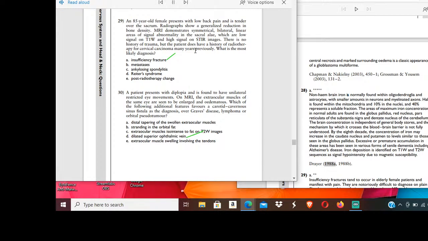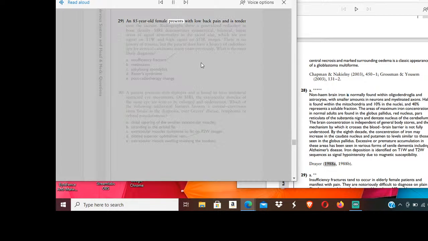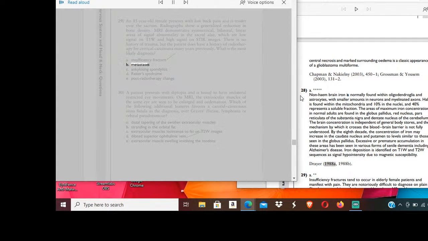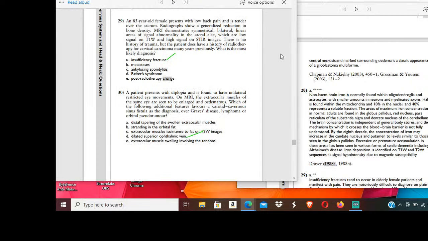29. An 85-year-old female presents with low back pain and is tender over the sacrum. Radiographs show a generalized reduction in bone density. MRI demonstrates symmetrical, bilateral, linear areas of signal abnormality in the sacral alae, which are low signal on T1W and high signal on STIR images. There is no history of trauma, but the patient does have a history of radiotherapy for cervical carcinoma many years previously. What is the most likely diagnosis? A. Insufficiency fracture. B. Metastases. C. Ankylosing spondylitis. D. Reiter's syndrome. E. Post-radiotherapy change.